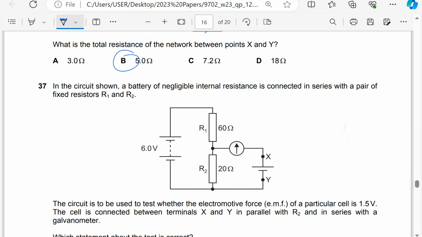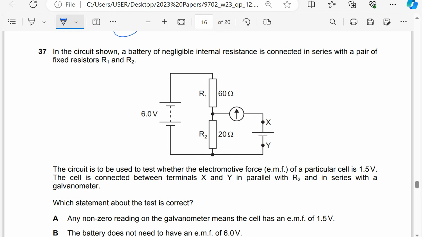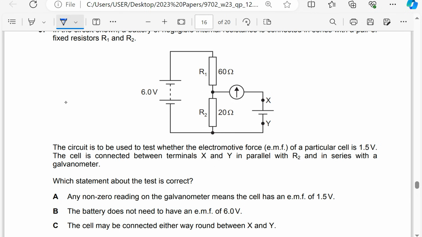In the circuit shown, the battery of negligible internal resistance is connected in series with a pair of fixed resistors R1 and R2. The circuit is used to test whether the EMF of a particular cell is 1.5. The cell is connected between terminals X and Y in parallel with R2. So the PD across R2 should be the same as the EMF of the cell. So it means the PD across R2 should be 1.5 volts.